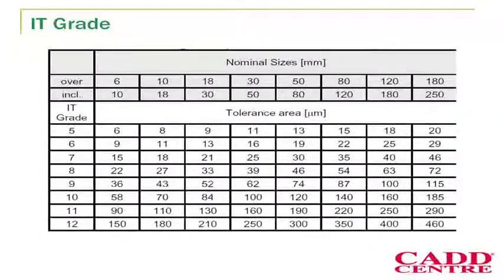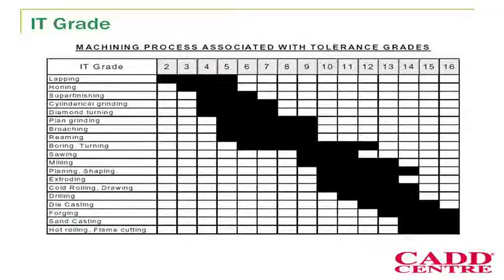This is the zoomed portion of this IT grade chart. Similarly, when you want to apply an IT tolerance value, it has to be decided based on the manufacturing process. For different manufacturing processes, the IT grade is specified. For example, if you want to apply an IT grade for a honing process, it should be between IT grade 3 to IT grade 5. If it is for a casting process, then it should be between IT grade 14 to IT grade 16.